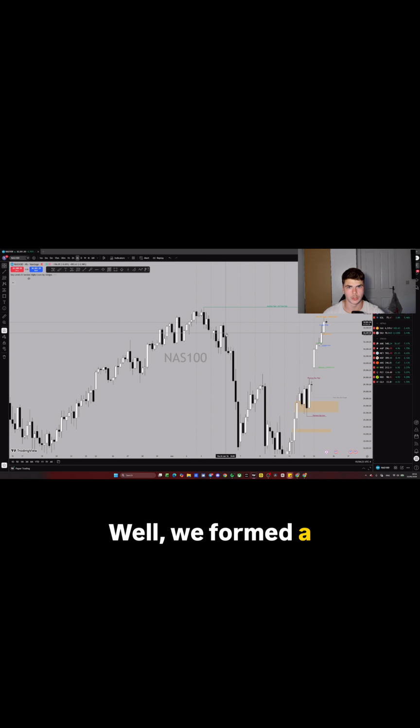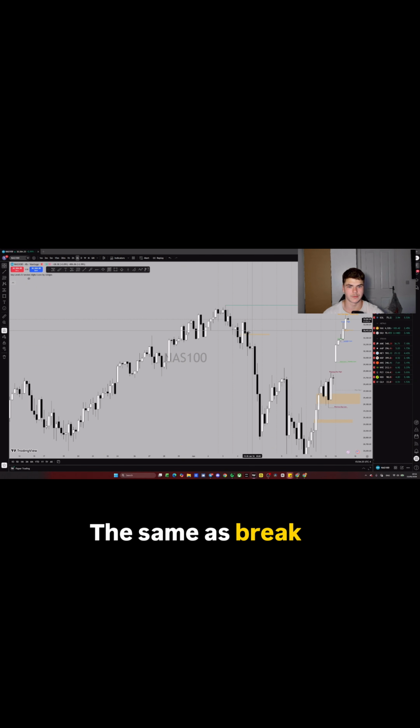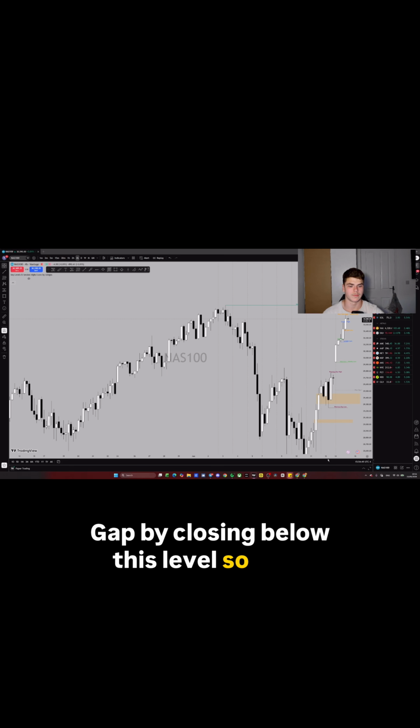Well, we formed a bullish fair value gap, and now we close below it, which means a shift in market trend. The same as a break of structure, but with a fair value gap. Boom, we moved higher, so displaced higher, and then inversed the gap by closing below this level. So in an uptrend, we're respecting all these gaps.